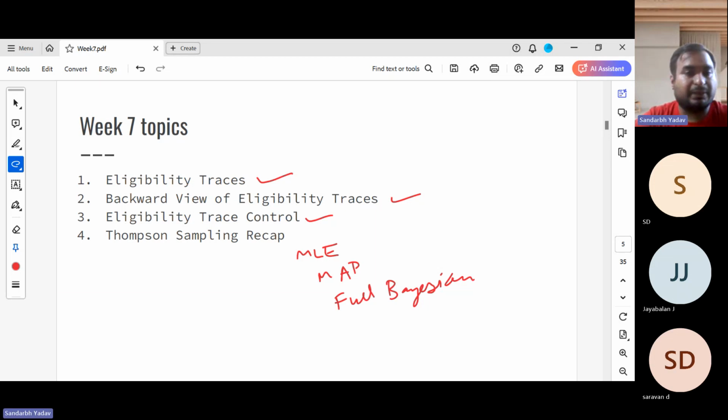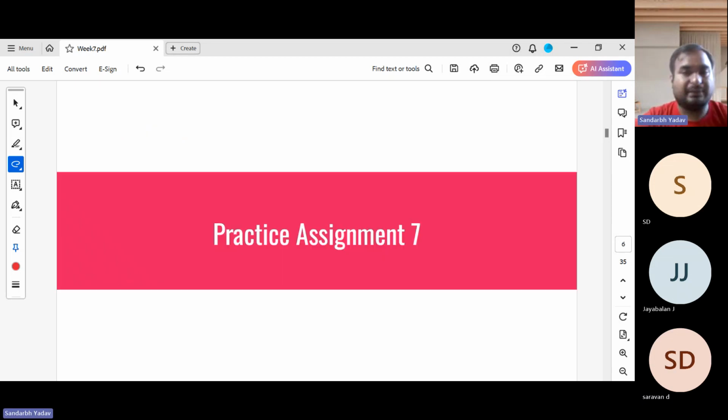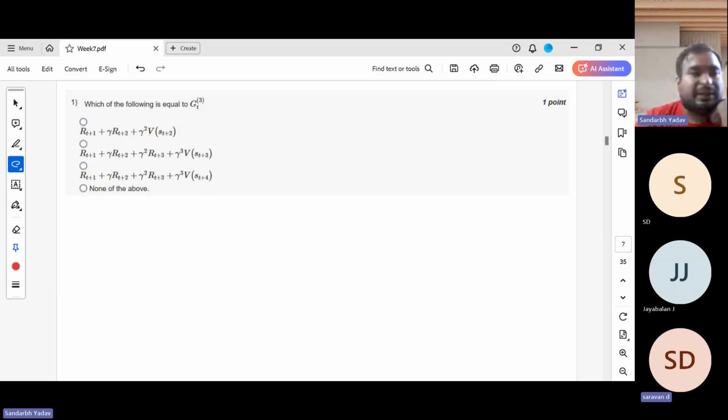Okay, let's begin with today's session. First, the practice assignment as usual. Here they are asking which of the following is equal to G_t^(3). They are basically asking for the three-step return. What is the formula? Is this the three-step return?